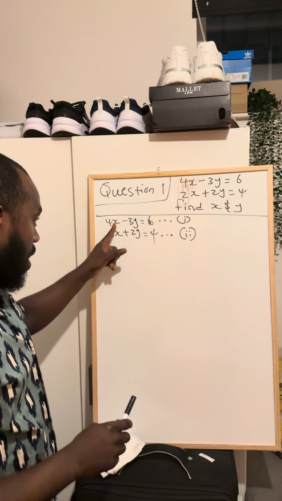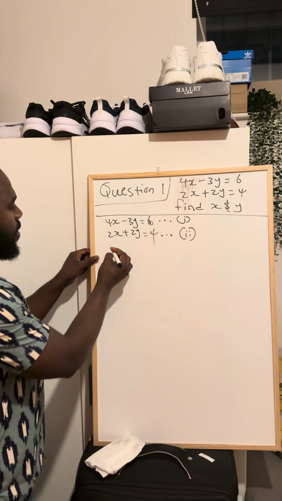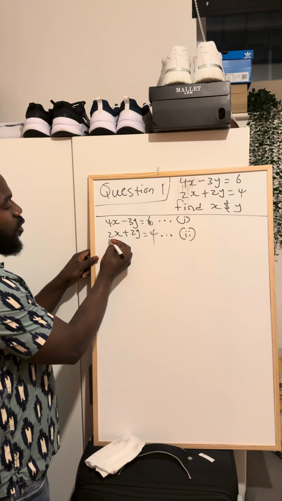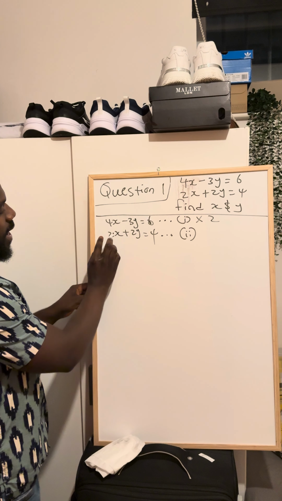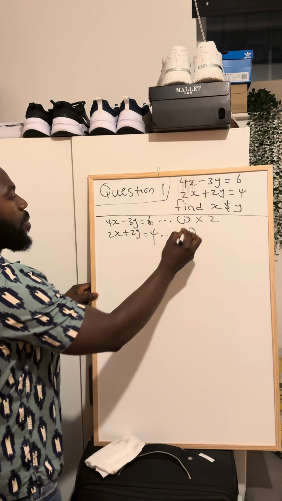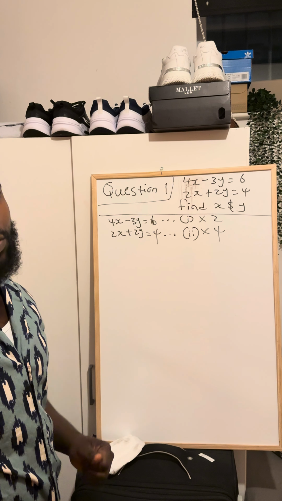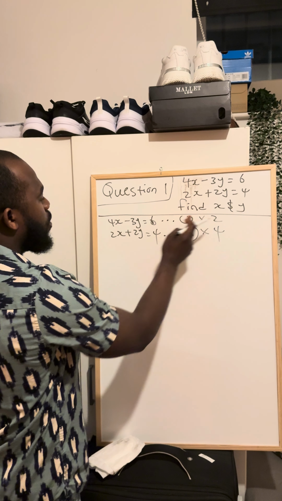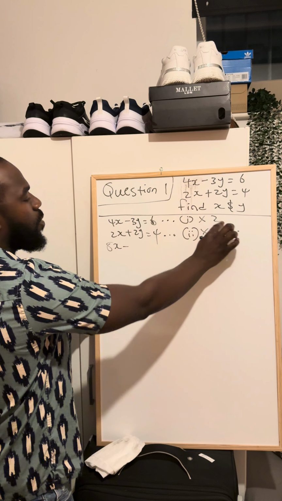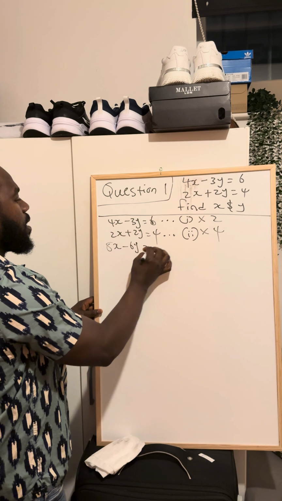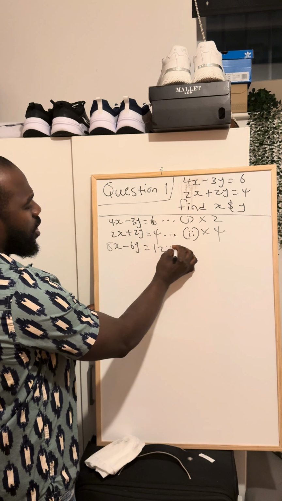So in this question, I want to eliminate variable x. The coefficient of x in equation 2 will multiply all through equation 1, and the coefficient of x in equation 1 will multiply all through equation 2. So let's multiply and see what we're going to get. Now, 2 multiplied by 4x gives us 8x, minus 2 multiplied by 3y gives us 6y, and 2 multiplied by 6 gives us 12. Let's call this equation 3.